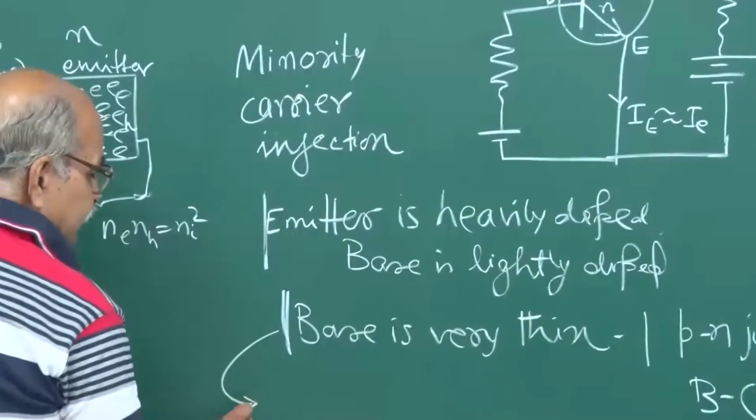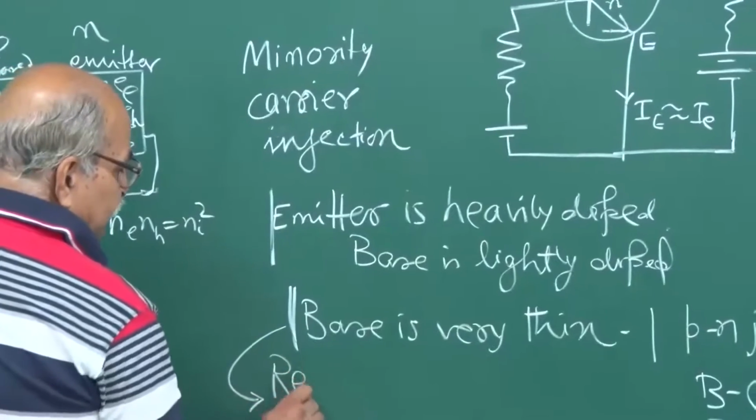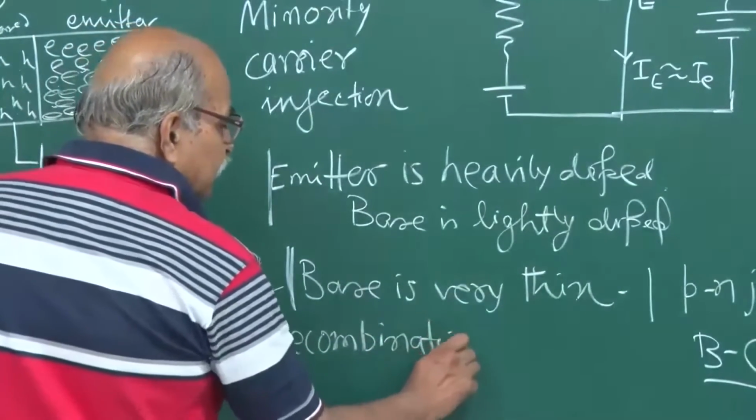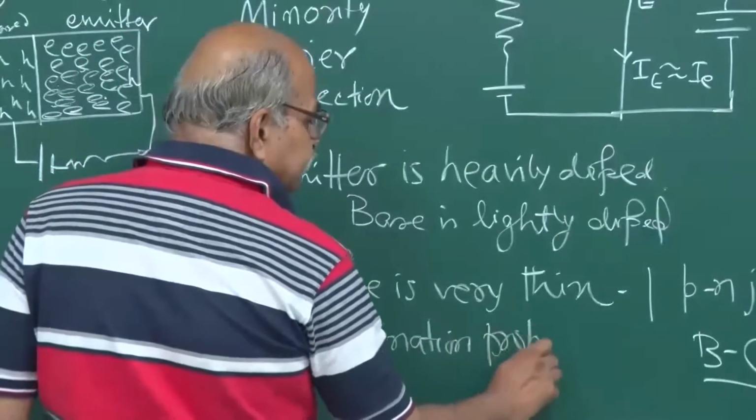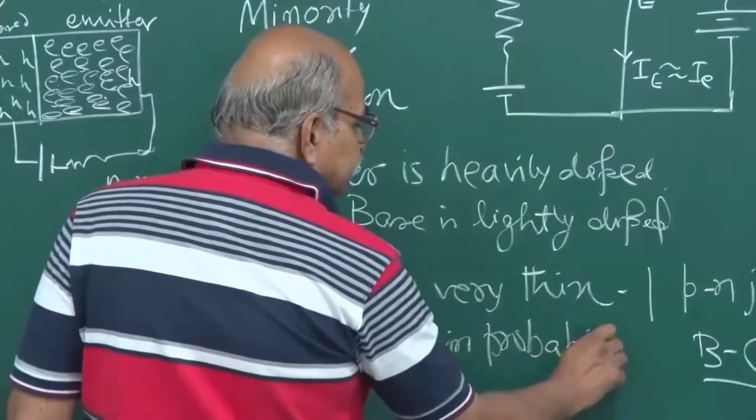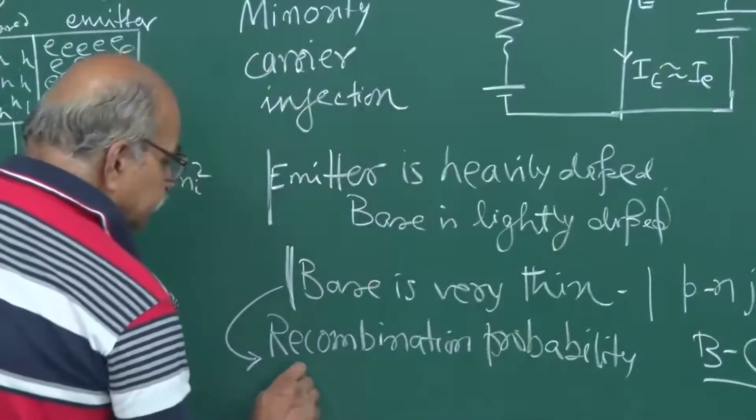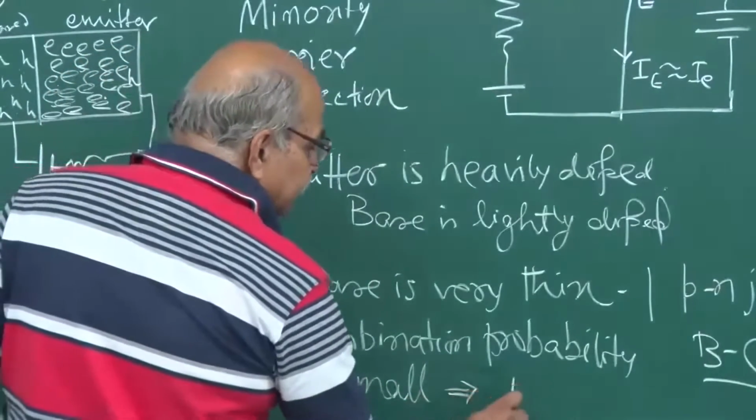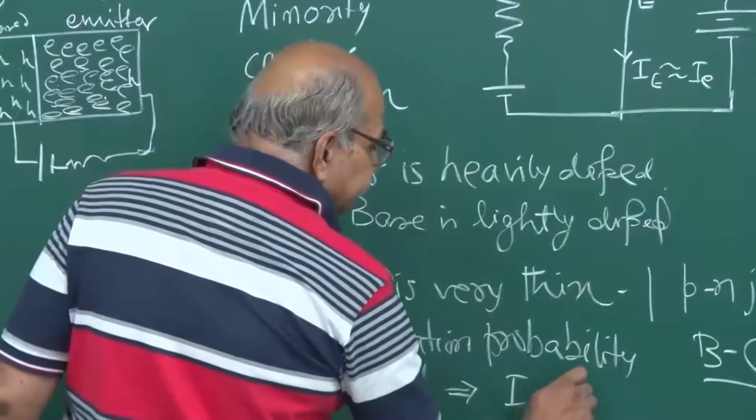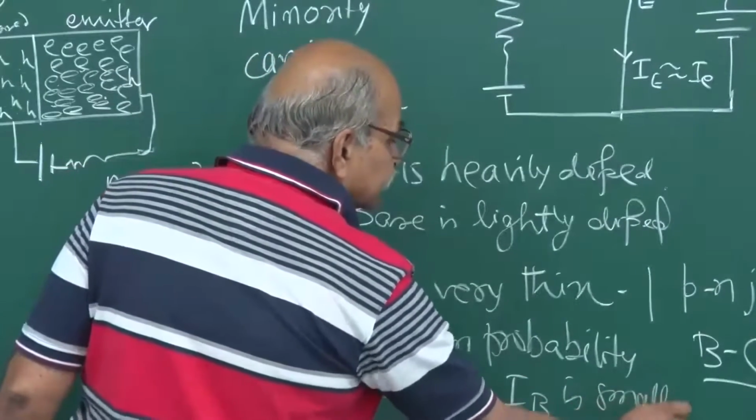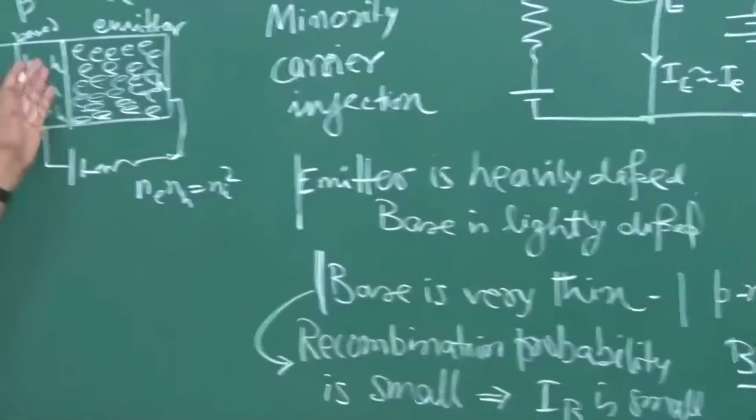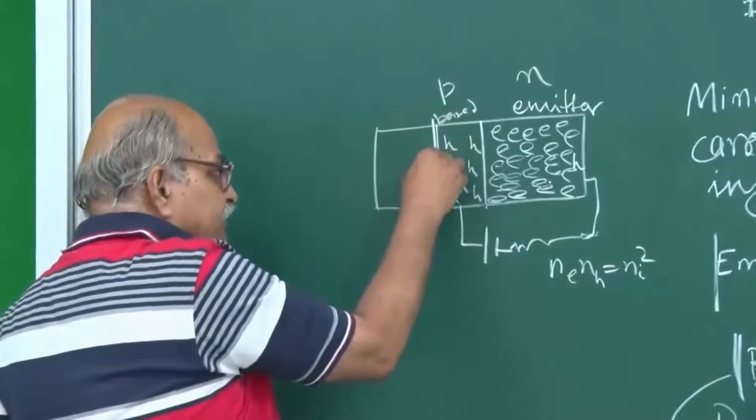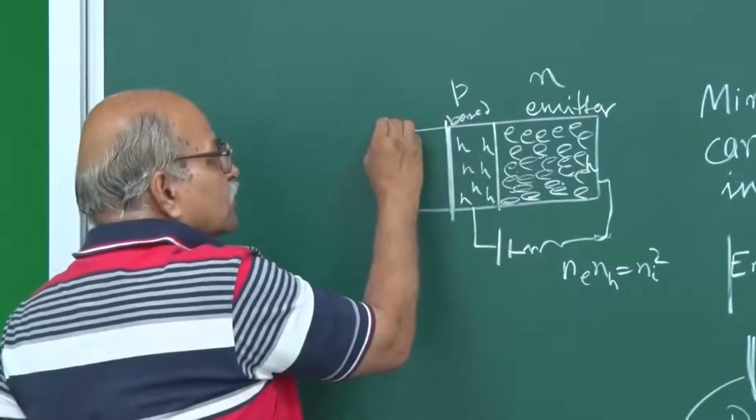So the result is that the recombination probability is small. And this finally tells that IB is small. Most of the electrons do not see what is here. They just reach this second junction. This is the second junction. This is your collector side.